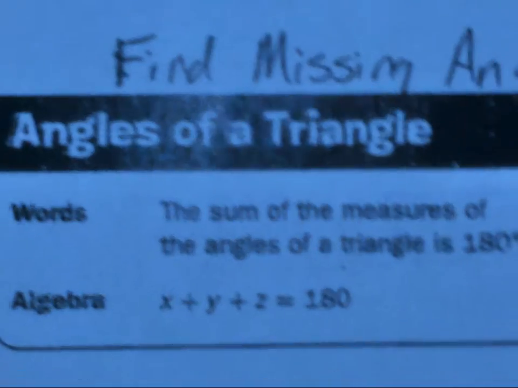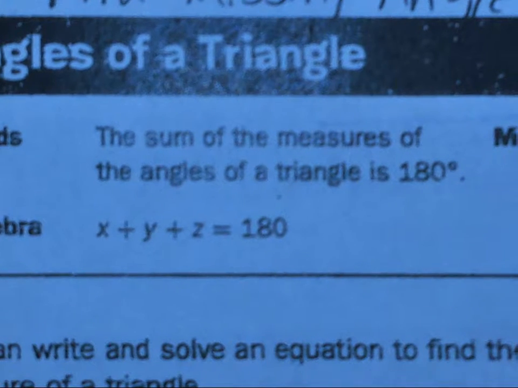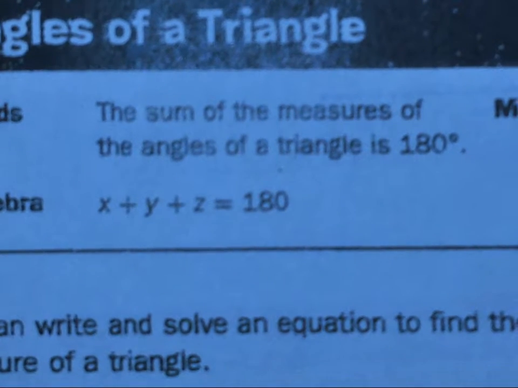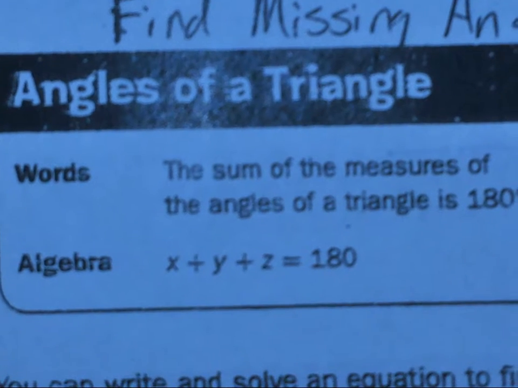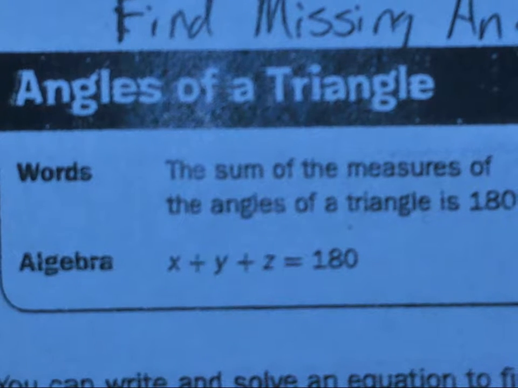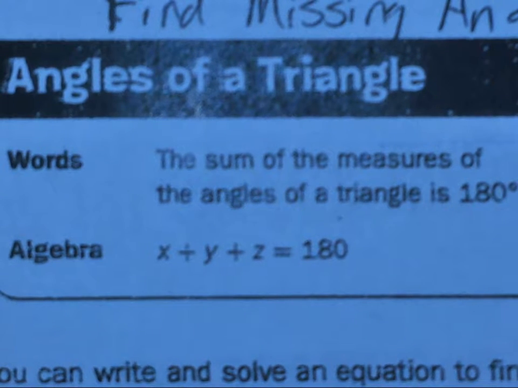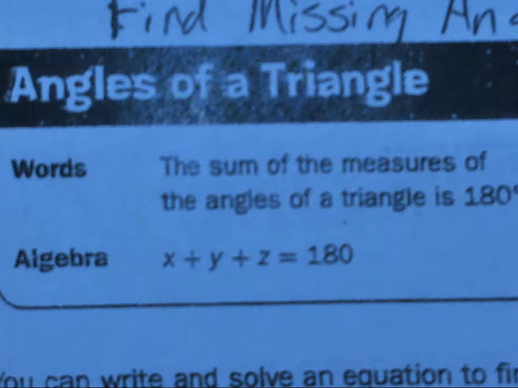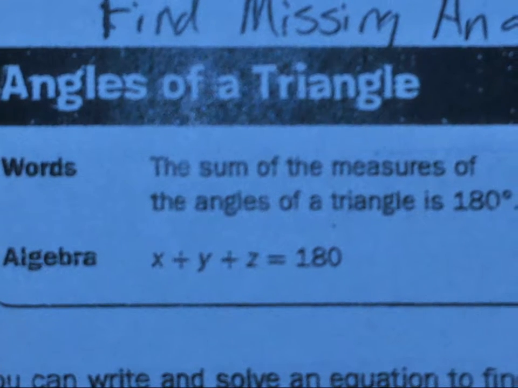Okay, so just like previously, from learning complementary and supplementary and different types of angles, we were able to find missing angles, right? So we're going to be able to find missing angles here in a triangle as well. So if they give me two angles, I should be able to find that third angle. We're about to see.